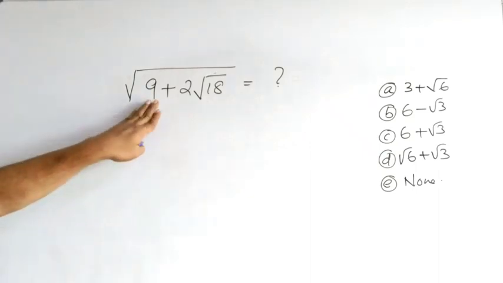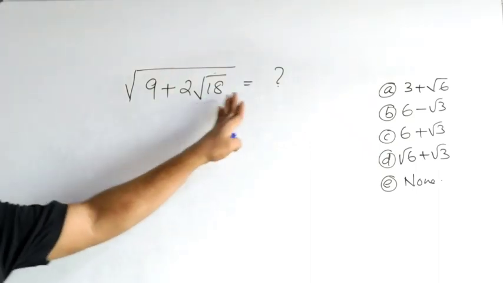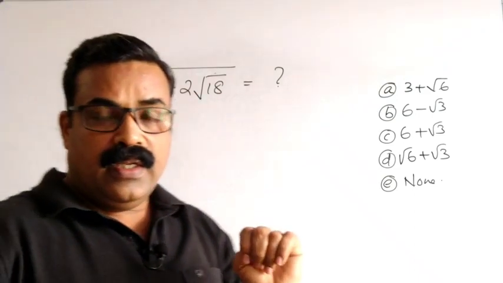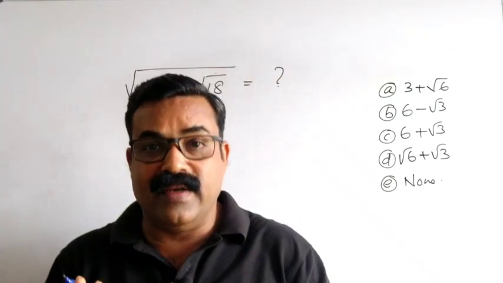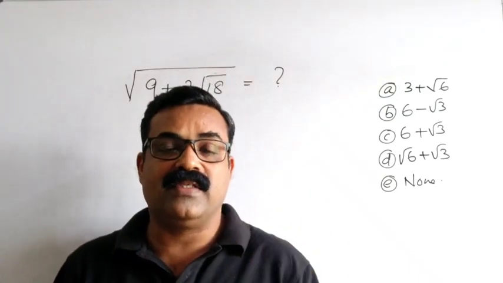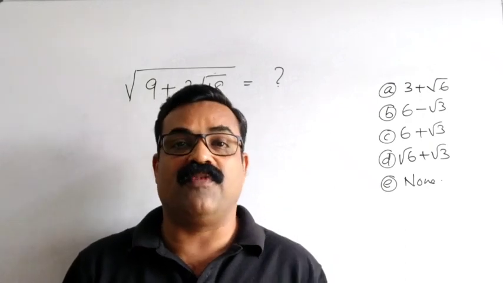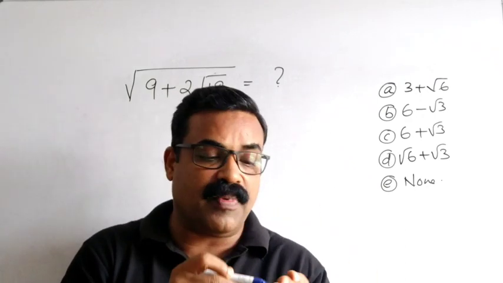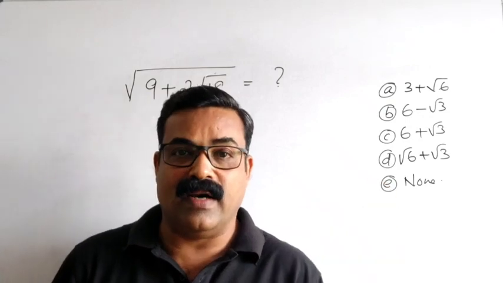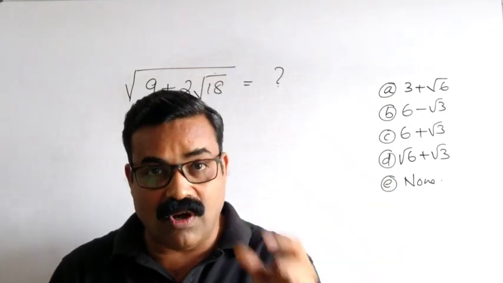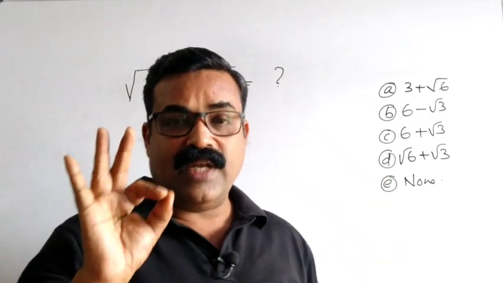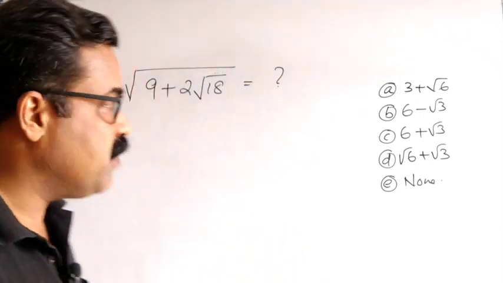We have to solve 9 plus 2 root 18 is equal to what? So understand this very, very clearly. Once I explain this, then this type of questions will be very easy for you. Next time when you see this type of question, directly you can write the answer. That's a shortcut method for solving this type of question. So understand what the shortcut method is.